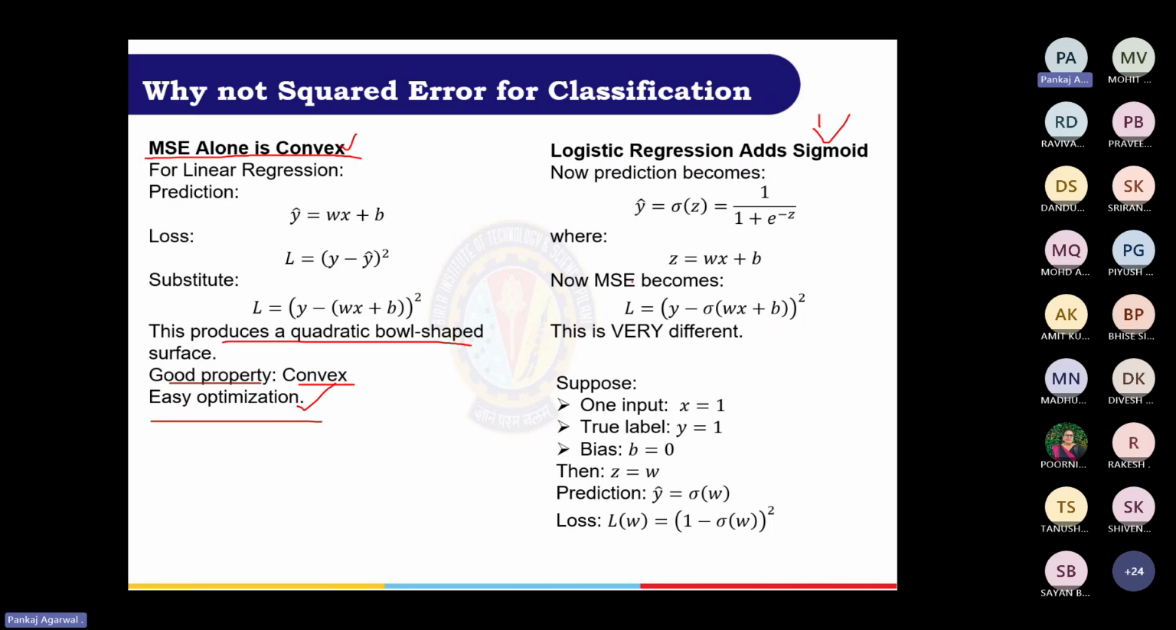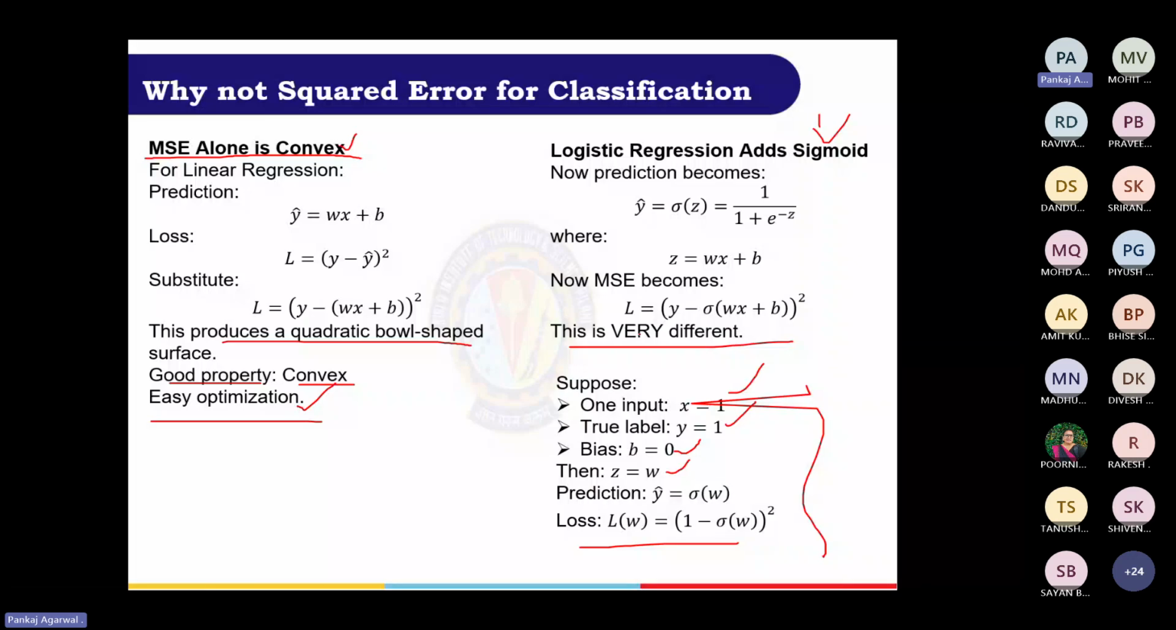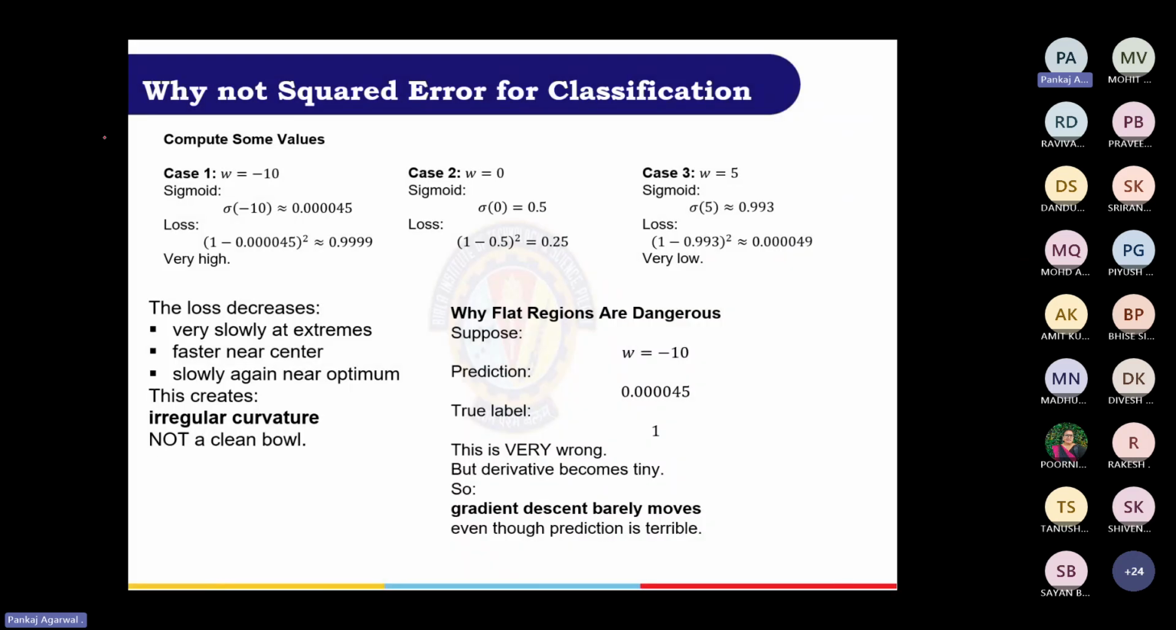So when you use a sigmoid, it becomes very difficult. For one input, it can have this, the true label can be y, and bias can be this, and z is equal to wx plus b. Prediction could be like this, and this is a simple thought process that I've given. So suppose you use sigmoid. I've computed certain values for this particular example.